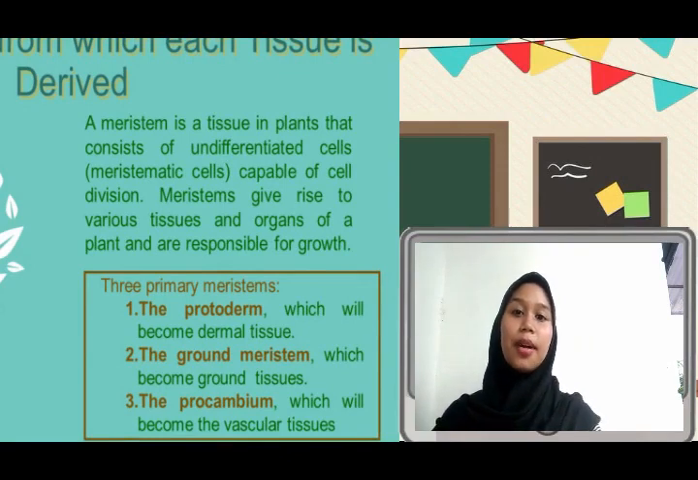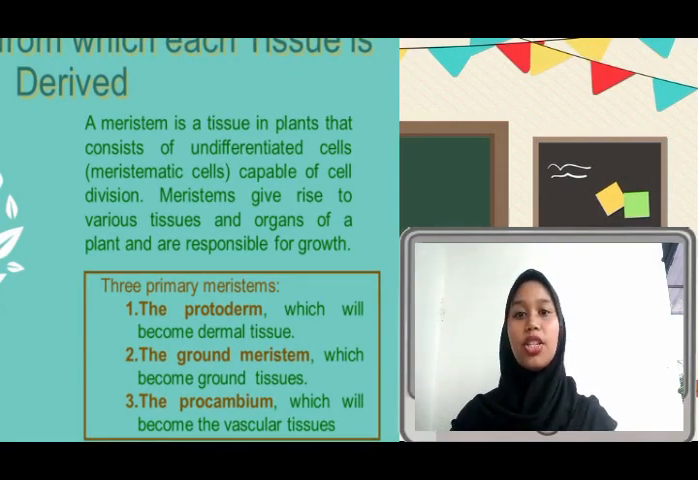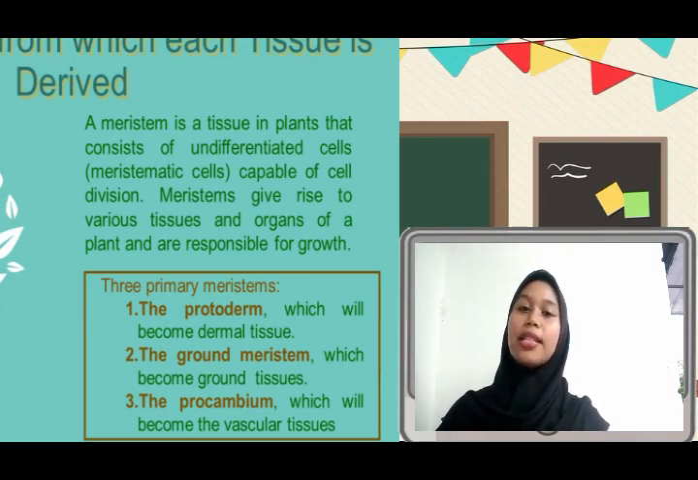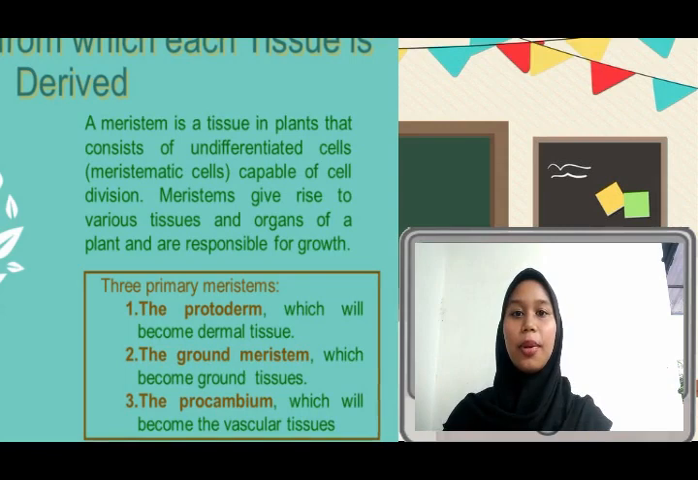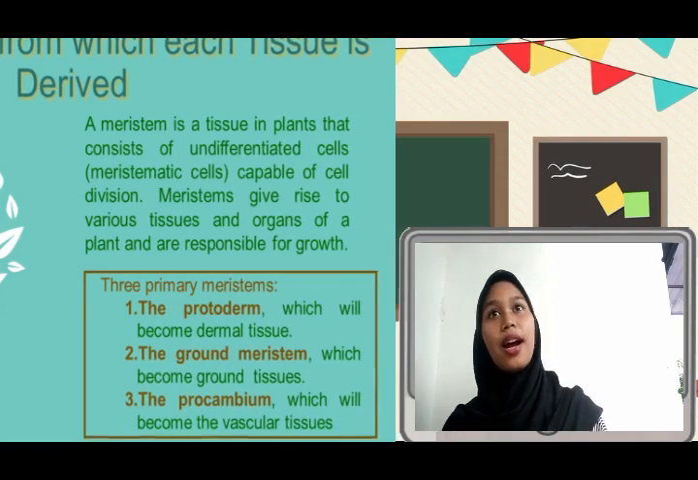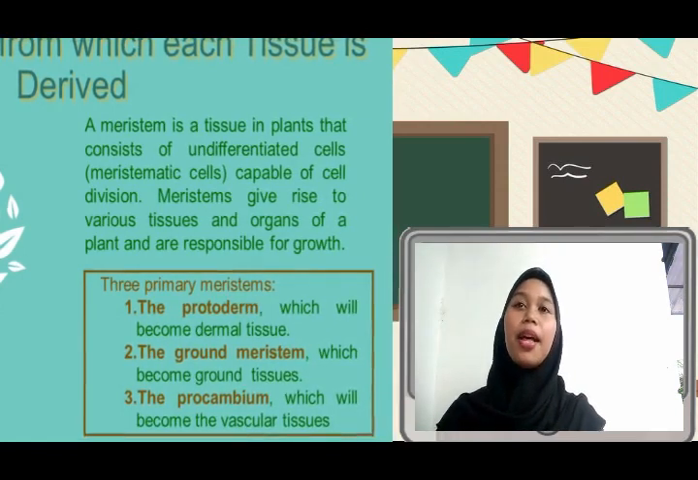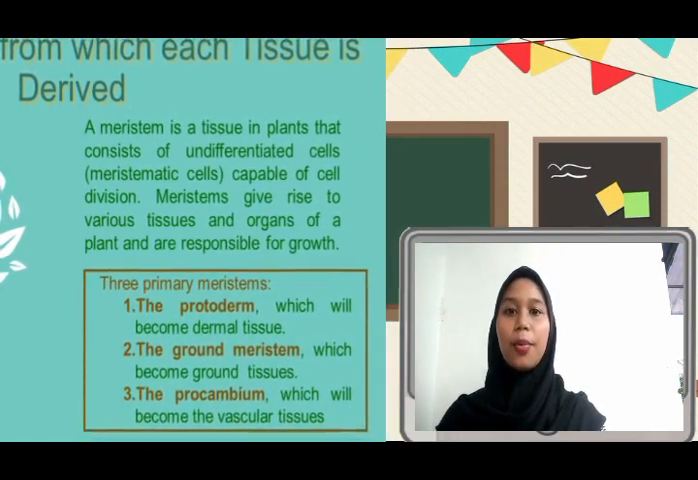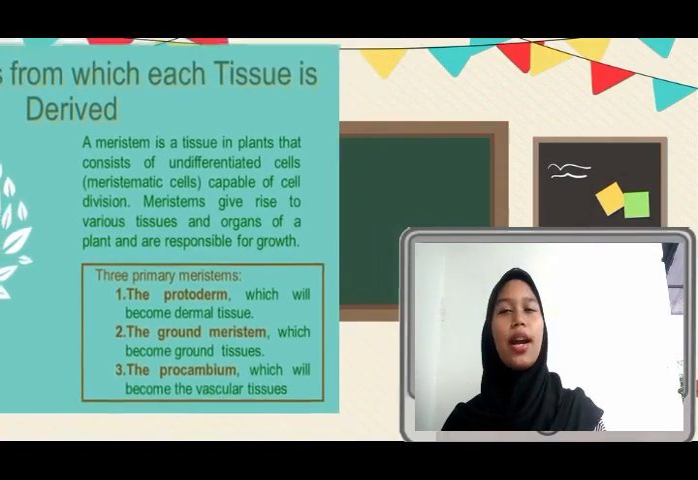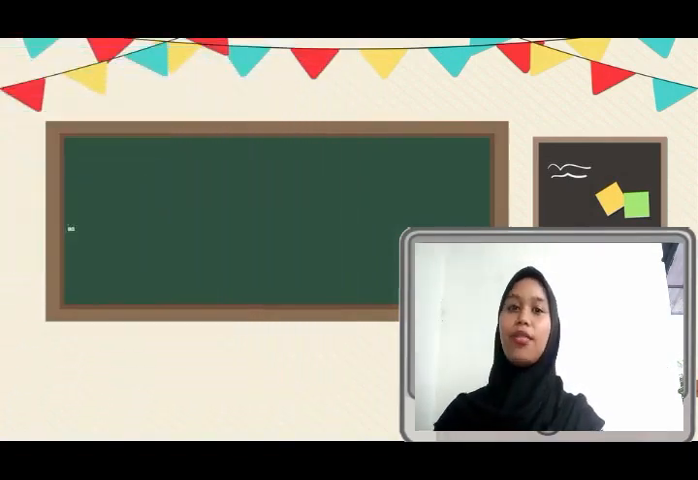Therefore, meristem develops into various kinds of tissues, such as protoderm that will become dermal tissue or epidermis, and then ground meristem that will become ground tissue, or as we know, parenchyma, sclerenchyma, and collenchyma, and then procambium that will become vascular tissues, or as we know, xylem and phloem.